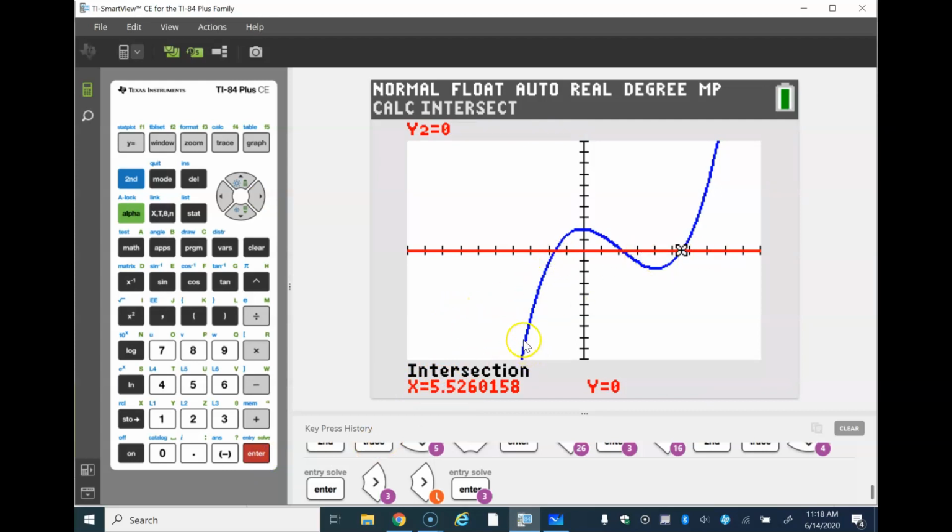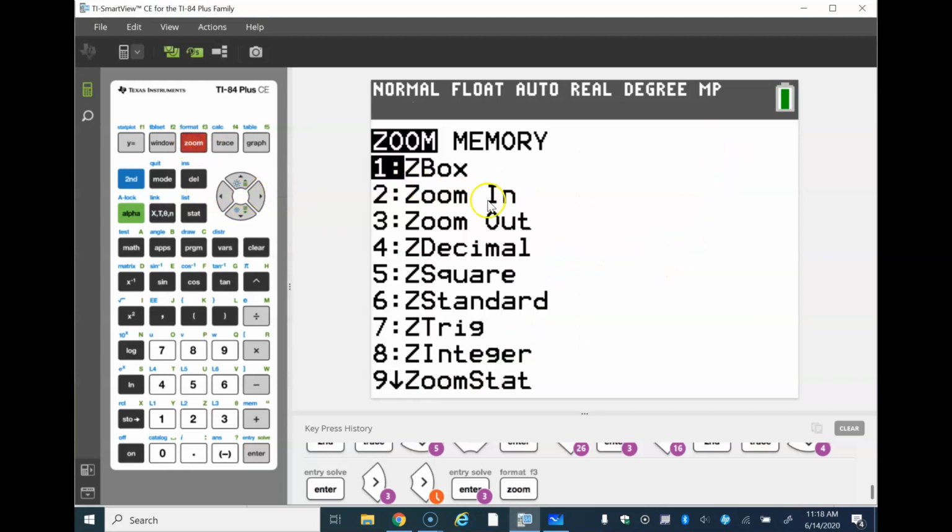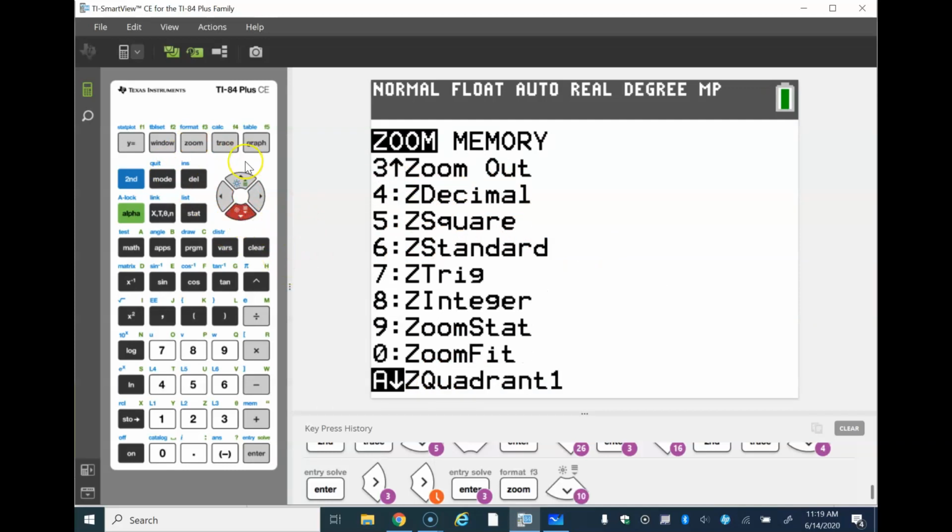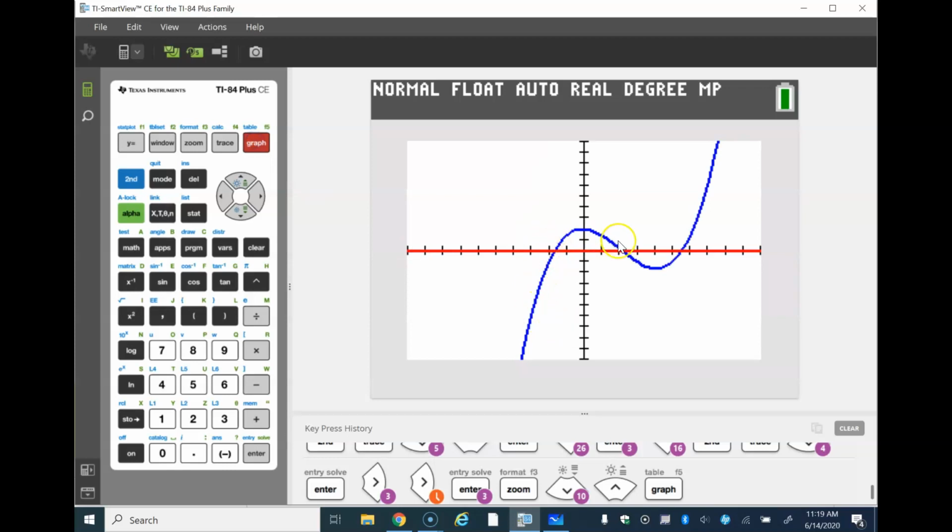Now, if you get to an equation where you can't see the zeros on the graph, you might have to zoom in or zoom out, or you can hit zoom 0. So go down to 0, and then the calculator will actually fit it into your window screen. So play around with the zoom in, zoom out, the zoom fit, stuff like that, if you can't see the perfect shape of where they cross the x-axis.